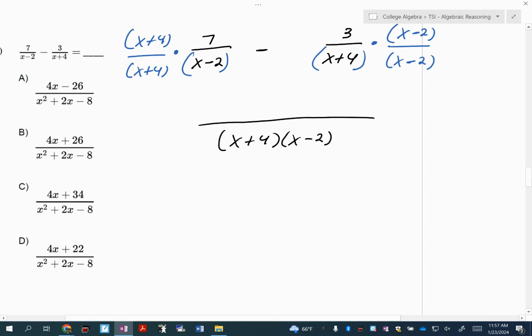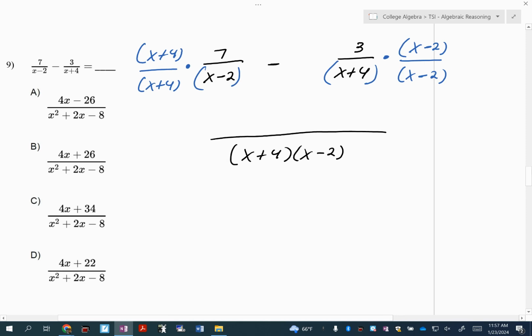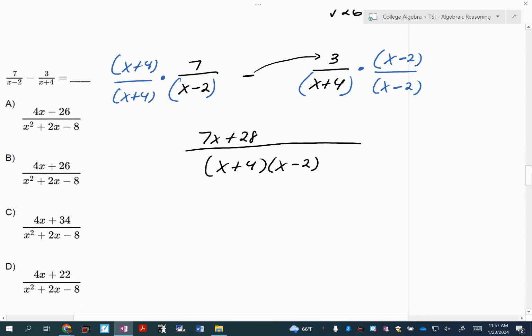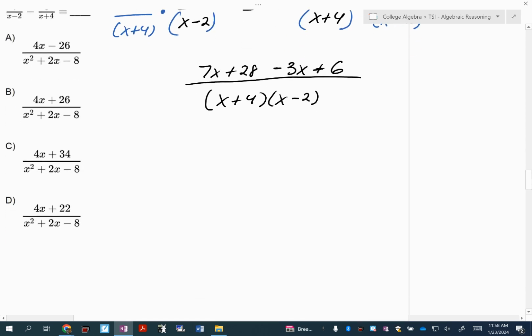Now, when I distribute the numerators, I get x times 7, which is 7x, 4 times 7, which is 28. Now, it's up to your preference or how your teacher taught this. I choose to think of this negative distributing with the 3. So I write negative 3 times x, which is negative 3x, and negative 3 times negative 2, which is positive 6. I usually get more success, or fewer students make mistakes, if I do it that way, but it's up to you on how you want to do it. So 7x minus 3x is 4x. 28 plus 6 is 34.